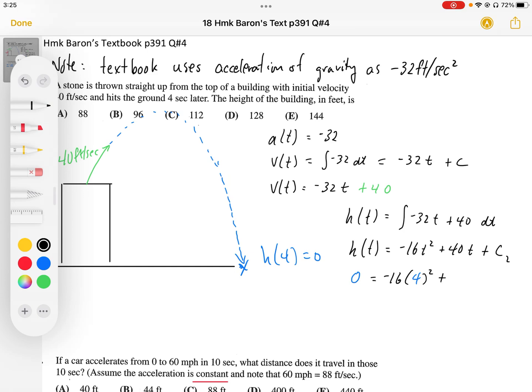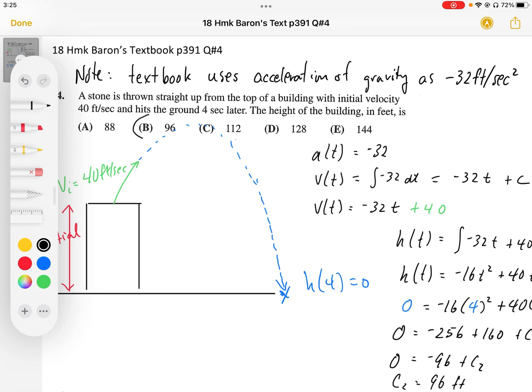So I'm going to end up with the C2 as my only unknown in this. So this works out to be 0 equals negative 16 times 16, which is negative 256, plus 160 plus C2. And so I end up with 0 is equal to negative 96 plus C2. So my initial height, which is C2, is equal to 96 feet. Okay, so then the answer is B.